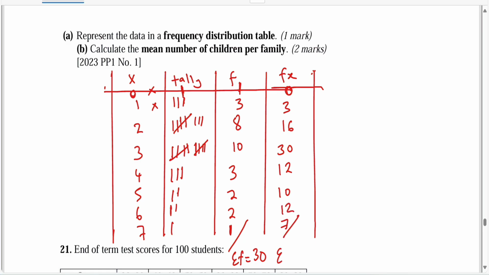So sum of fx should equal to how much if you add 3 to 16 to 12 to all those numbers. Okay, so it's very easy. So 3 plus 16 plus 30 plus 12 plus 10 plus 12 plus 7. So sum of fx is 90. So you've been told to find the mean, sum of fx divided by sum of f. So 90 divided by 30, your mean will be 3.